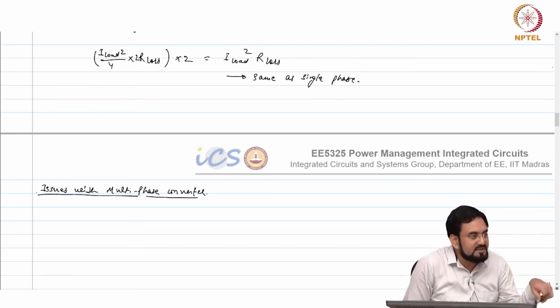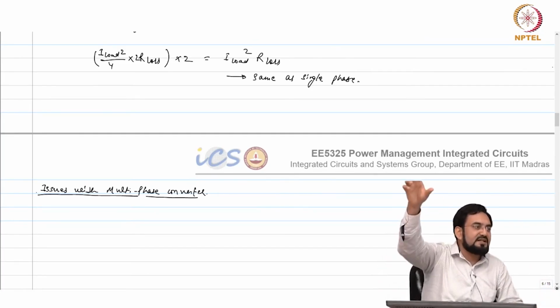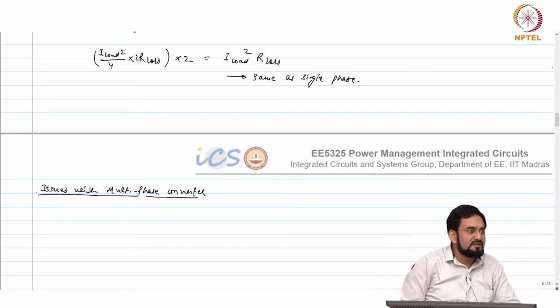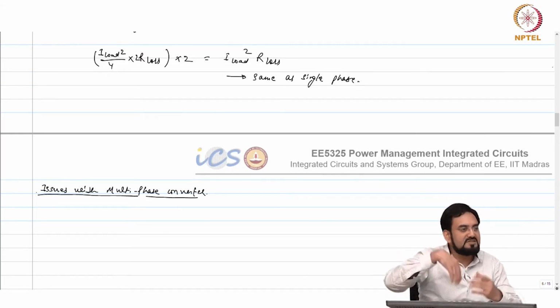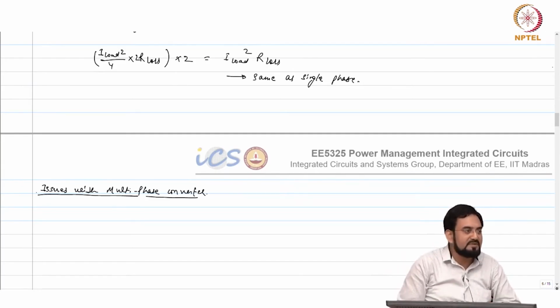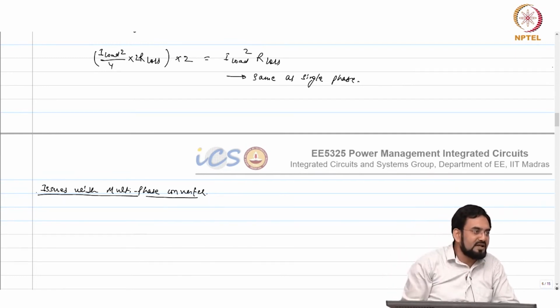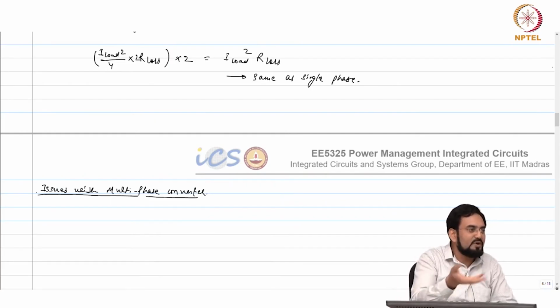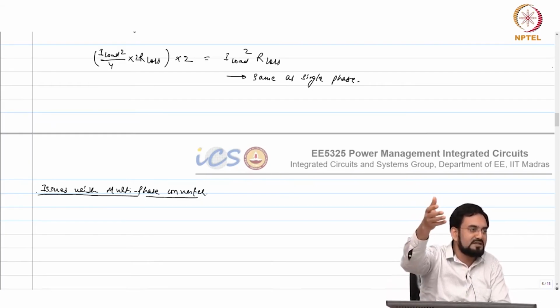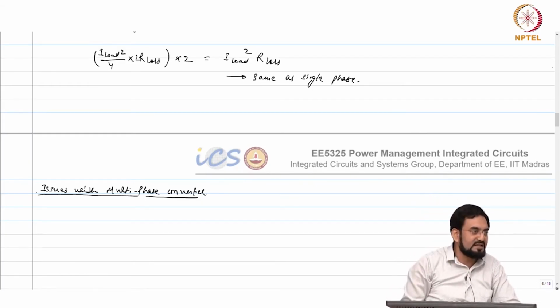I fail to understand. Let's say one DCR is higher, the other is lower. If the current is not equally split, then why is that a problem? If R loss is more, I want to reduce the current, so automatically that will happen. So it's an advantage actually. If there is an R DCR mismatch, the current in the inductor which has a lesser R DCR will be more, and in the other case it will be lower.